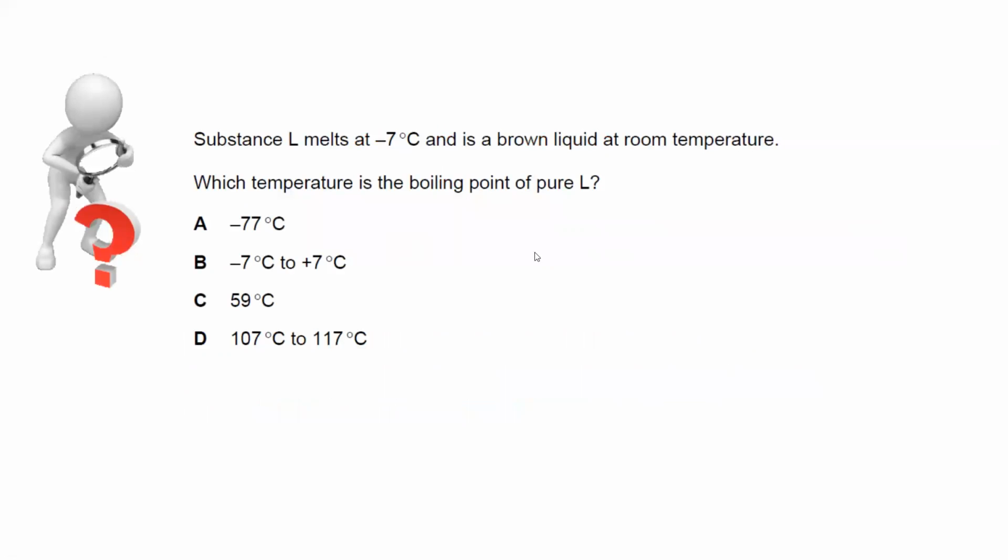A question related to this part. A substance L melts at -7, that's the melting point, and is a brown liquid at room temperature. Which temperature is the boiling point of the pure liquid? A pure liquid has a fixed or sharp boiling point and melting point. Fixed or sharp means only one number is there. The melting point is -7. What could be the boiling point of this? Substance L melts at -7.